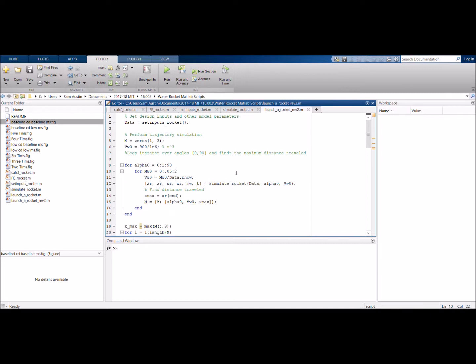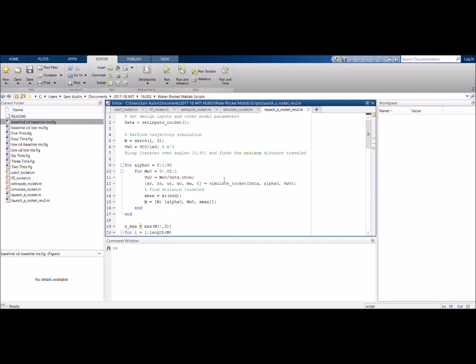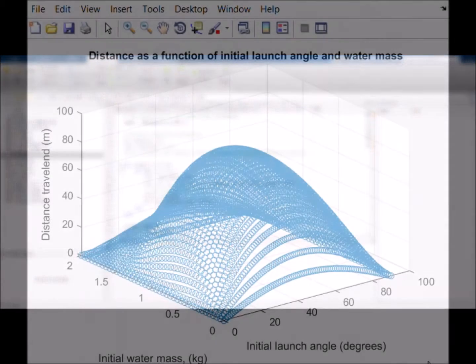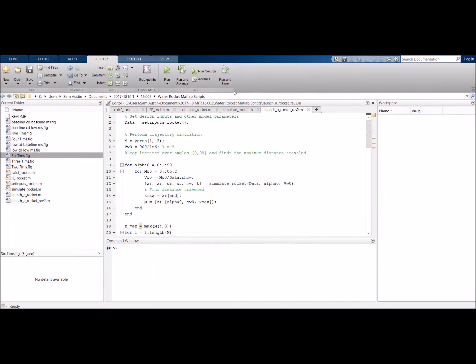The analysis was performed by changing this payload mass variable here. We iterated over 5 TIMs. Each TIM weighs approximately 125 grams. And then the multivariable iterator nested for loop was set up and run for all configurations of the rocket from 1 to 6 TIMs. The output was similar to that of the graph shown in the previous video, where we plotted the initial water mass on one axis and the launch angle on the other axis to determine the distance traveled at every point.